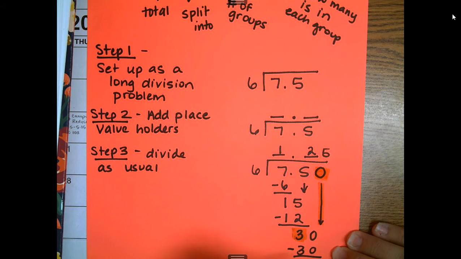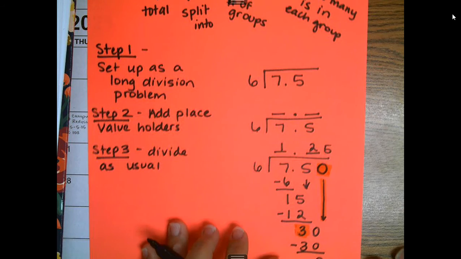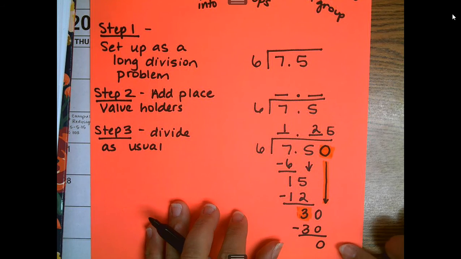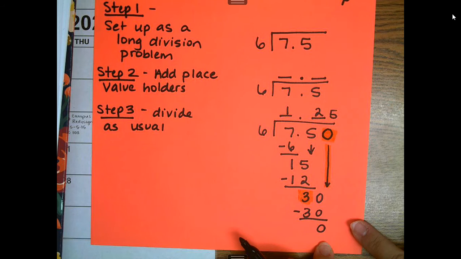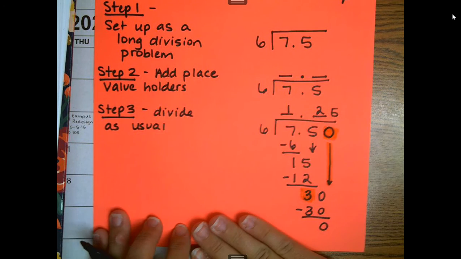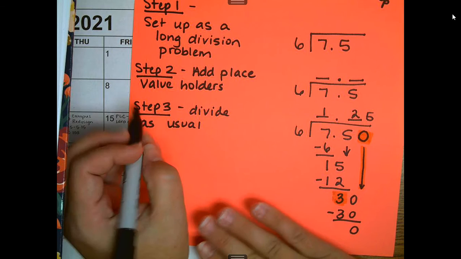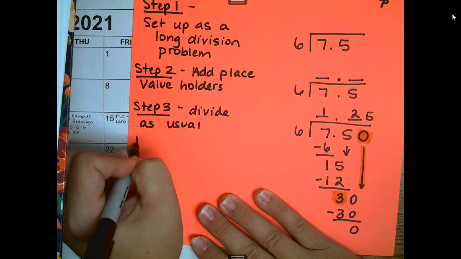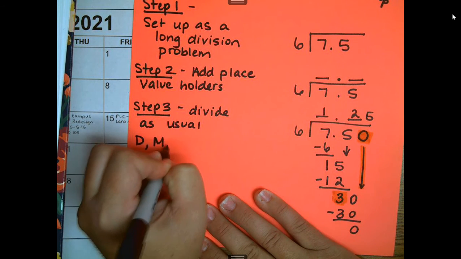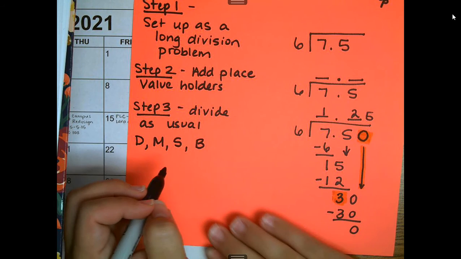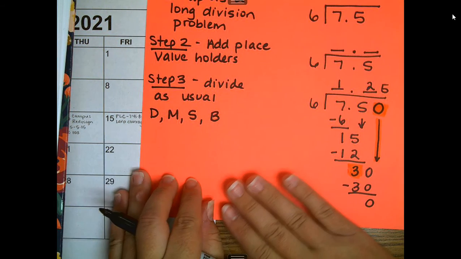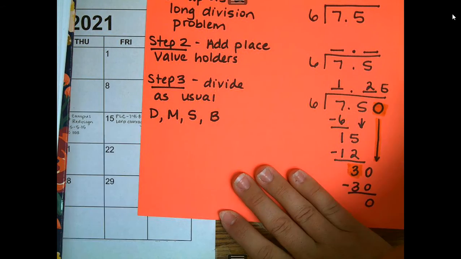And we're looking for that 0 remainder. If we did not have a 0 left over, we would just keep adding a 0, bringing it down, and we would continue going. So step 3, divide as usual. So remember those steps: divide, multiply, subtract, bring down. And then I'm going to put a note over here.